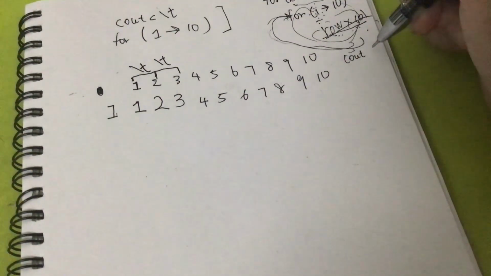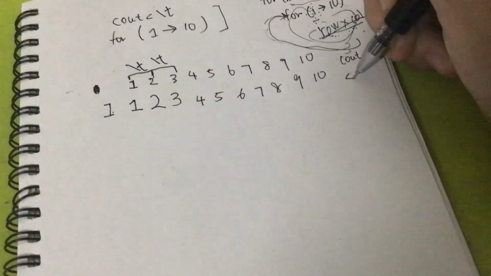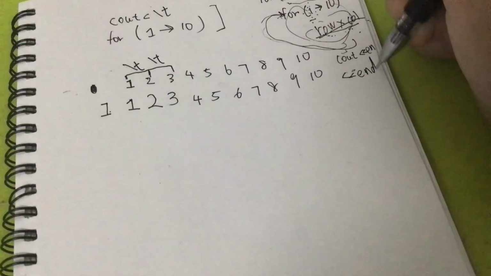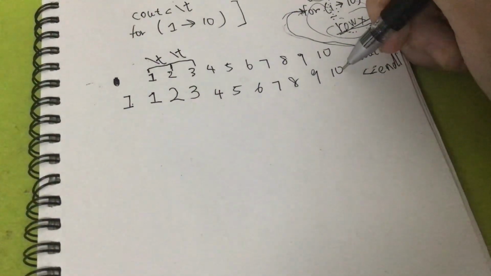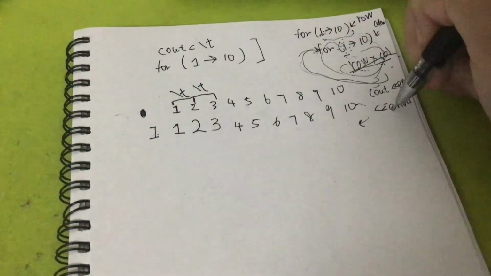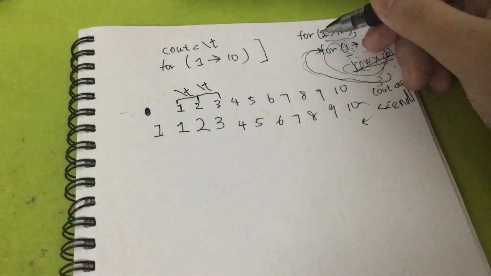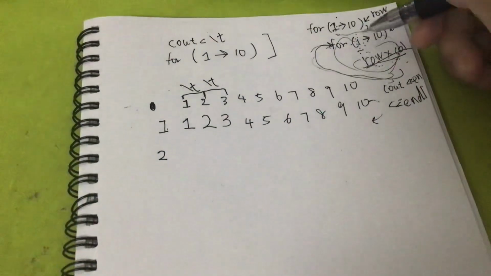Okay, after this loop, later you can see that outside this loop there is a thing we call cout endl. Sorry, endl. Now endl means that we will go to the next line. So we were here, so now we're going to jump to the next line, and this one, before this was 1, now this is 2. Okay, so we write the 2 over here.